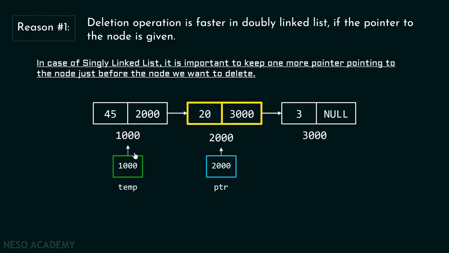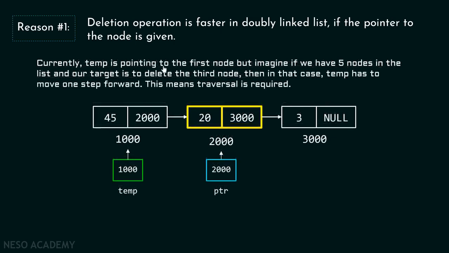Then obviously we need a temp pointer pointing to this node because this is the node just before the node we want to delete. There must be a pointer pointing to this node. So let us suppose that the temp pointer is pointing to this node. Currently temp is pointing to the first node, but imagine if we have 5 nodes in the list and our target is to delete the third node, then in that case temp has to move one step forward. This means traversal is required. Now you can understand that temp is currently pointing to this node, right?